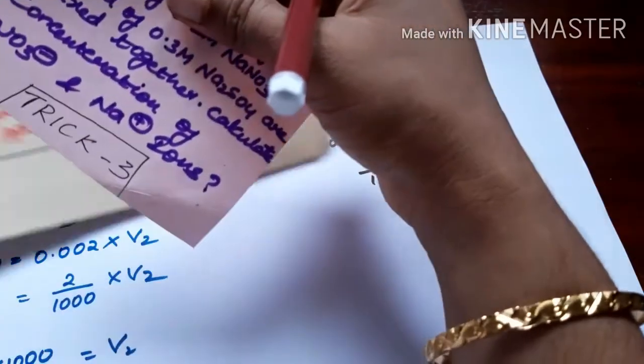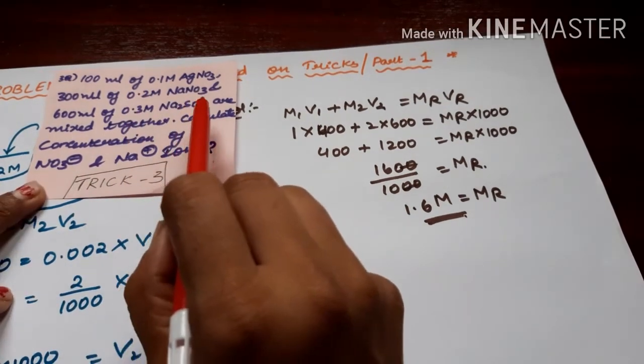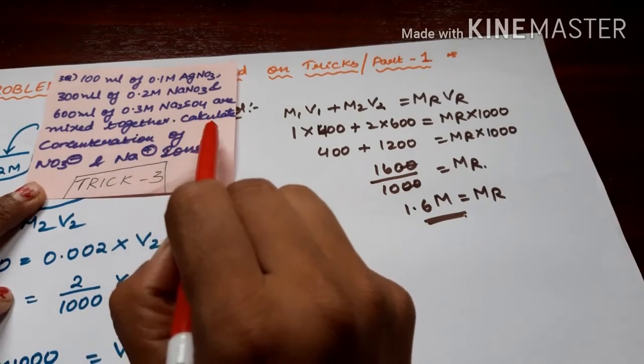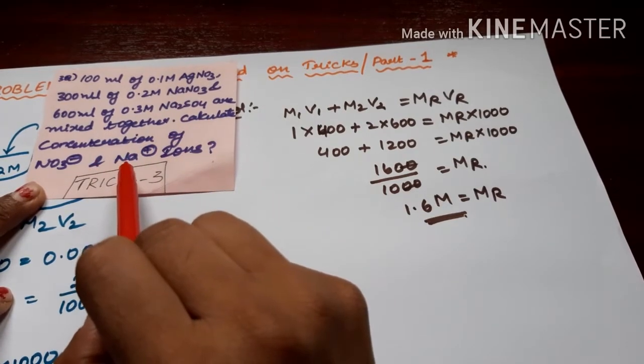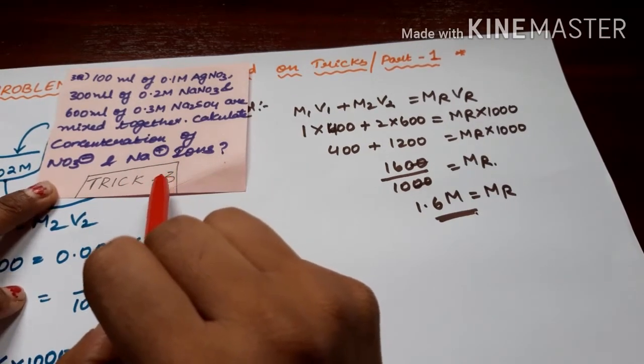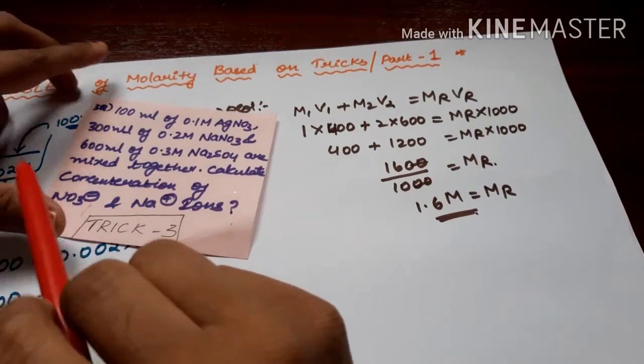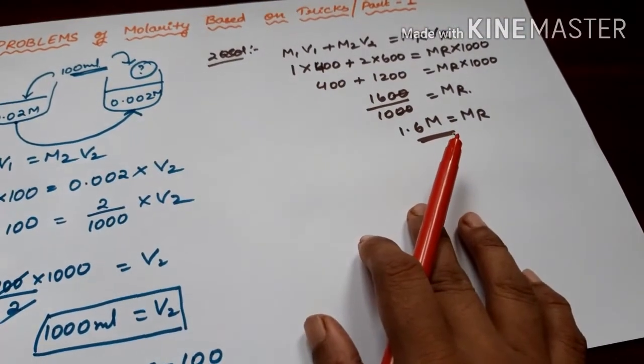See the third question. 100 ml of 0.1 molar AgNO3 and 300 ml of 0.2 molar NaNO3 and 600 ml of 0.3 molar Na2SO4 are mixed together. Calculate the concentration of NO3 minus ion and Na plus ion. Based on this trick 3 only, we can find out the concentration of ions easily. See the solution for this.